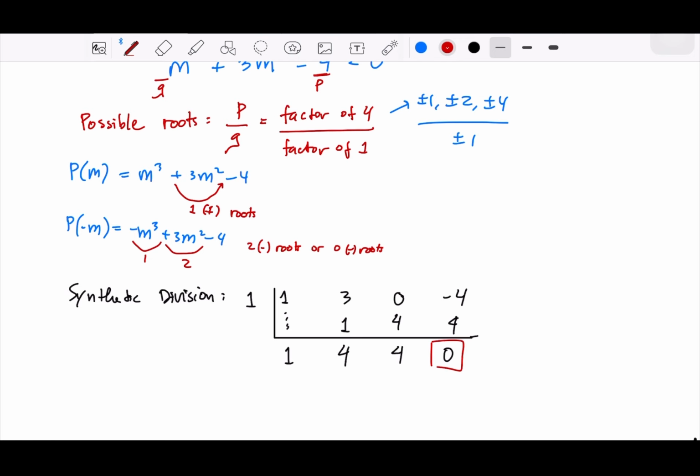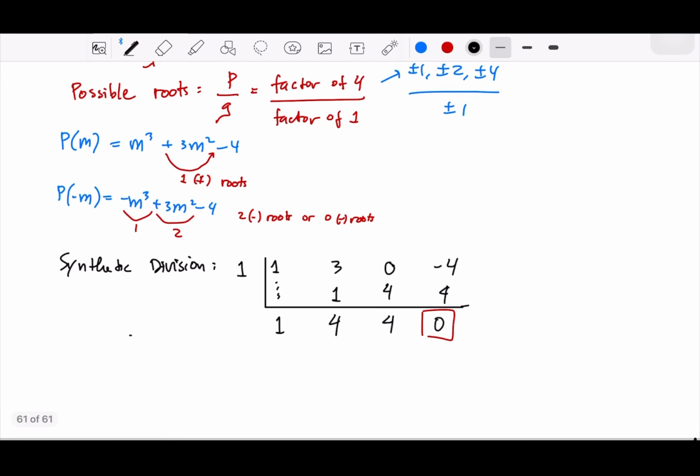So the next thing, we can check the negative root, or you could check from here and rewrite the equations. So we could write the equation as m minus 1, and then m squared plus 4m plus 4. Okay. And I think we can factor this. It becomes m plus 2 squared, right?